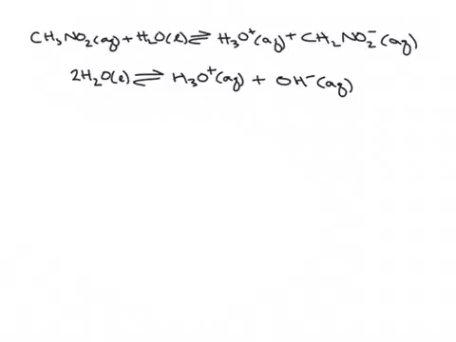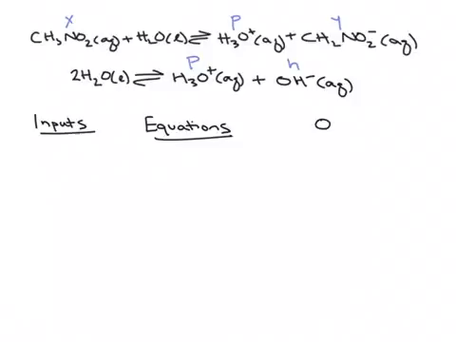We are now ready to assign variables. Nitromethane can be X, H3O+ can be P, CH2NO2- can be Y, H3O+ is still P, and OH- is H for hydroxide. Let's go ahead and set up our inputs, equations, and outputs.